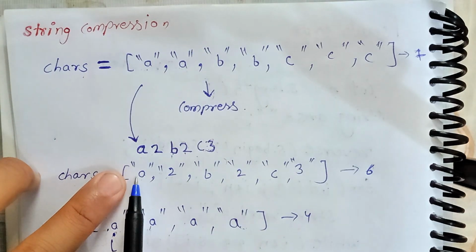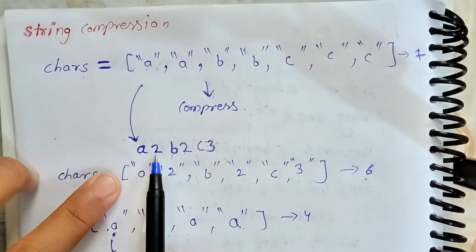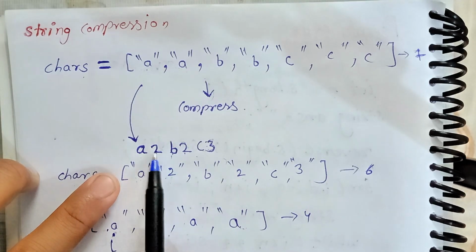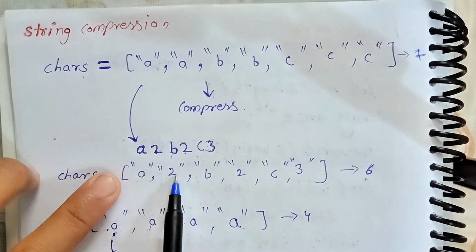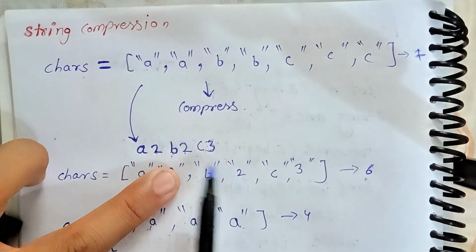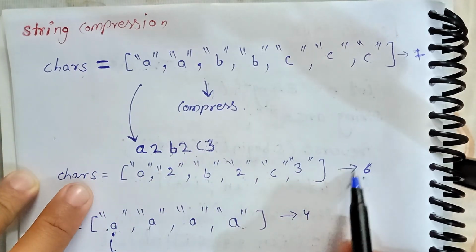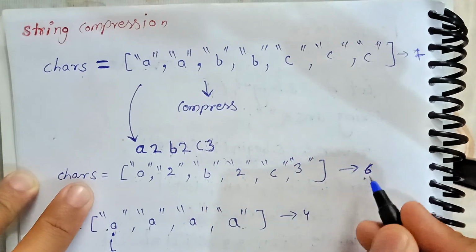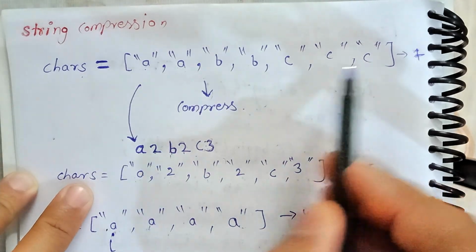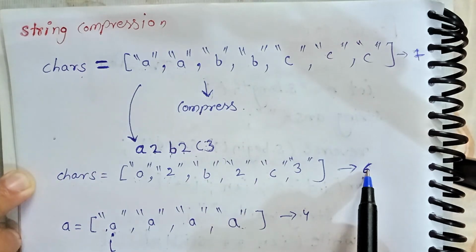We first initialize A. After that 2 is a numeric value, then we will convert it into a character value. Means this will be converted to a character, and this 2 will be stored over here. After that we will store B, after that we will store 2. Then C, then 3. In this way it will be compressed, and the length is 6. Here the length of the string is 7 and here the length of the string is 6.